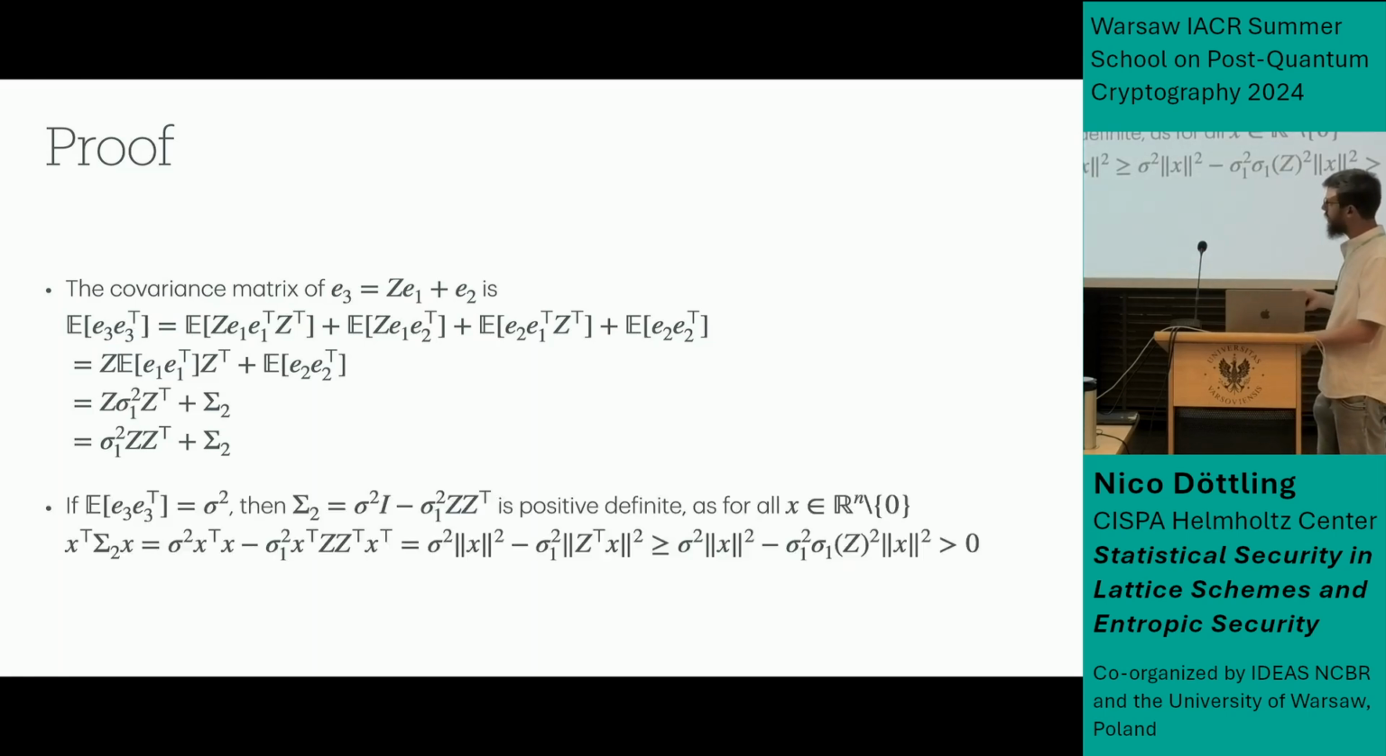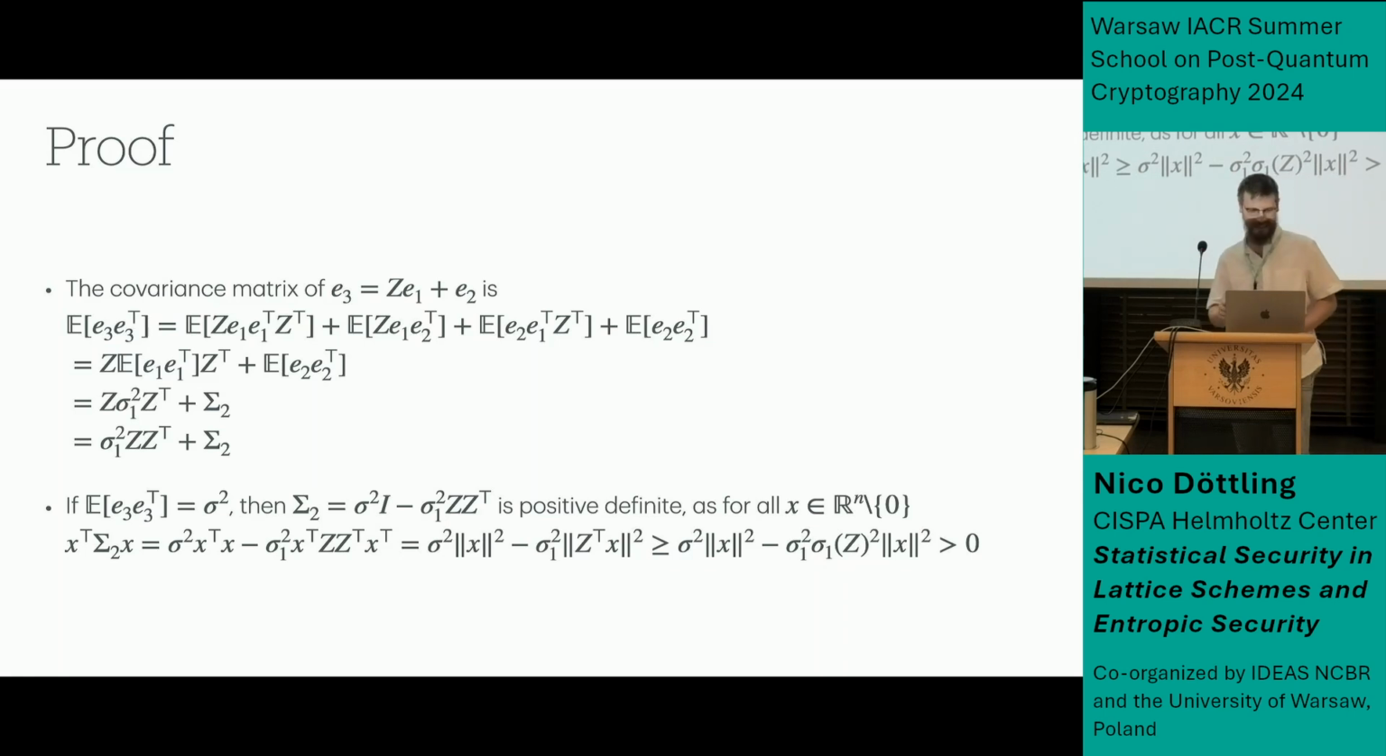So, if this should be sigma squared times I, then I can always find a matrix sigma 2. So in this case, I can decompose, as long as this matrix sigma 2 is positive definite, which I can base on the fact that sigma squared is greater than sigma 1 squared times, or sigma is greater than sigma 1 times the largest singular value of Z.